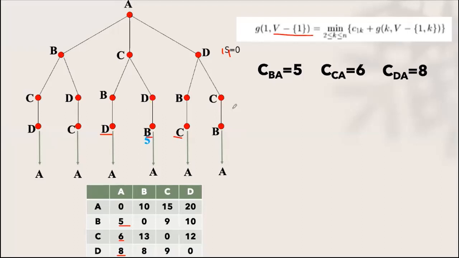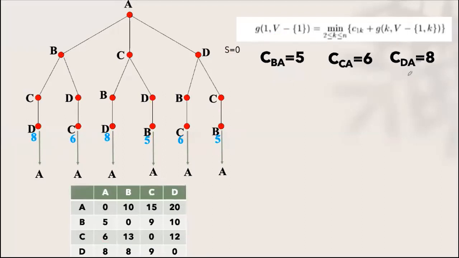So cost of B to A is 5. C to A is 6. D to A is 8. No need to write this down, okay? Just for our reference, I'm writing it here in the graph. You don't need this graph. You can just go according to the formula. Next, vertex set S is equal to 1. So I have found out B to A, C to A, and D to A.